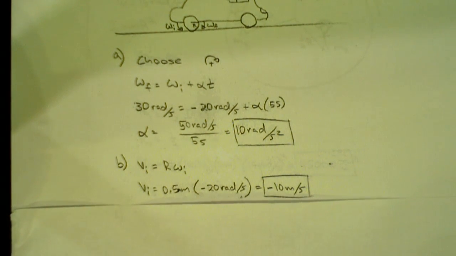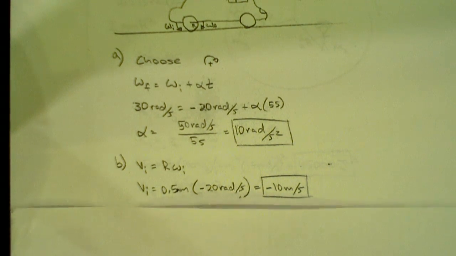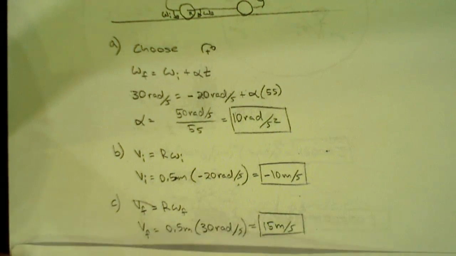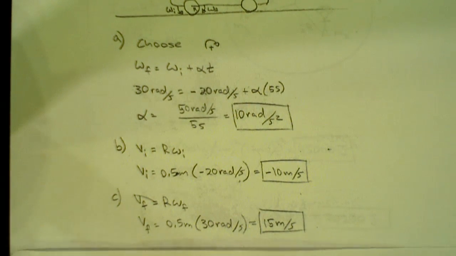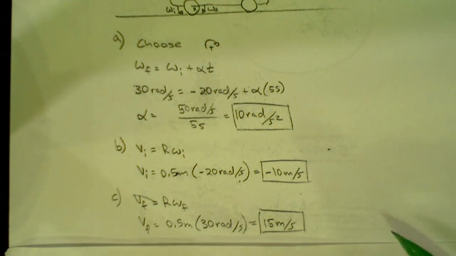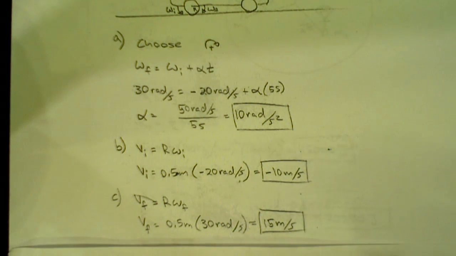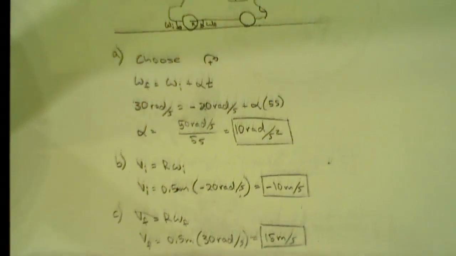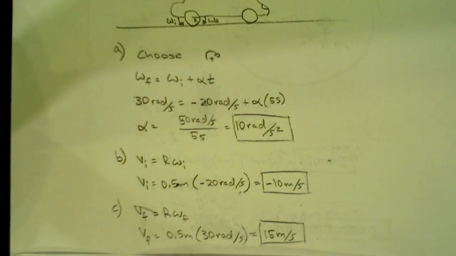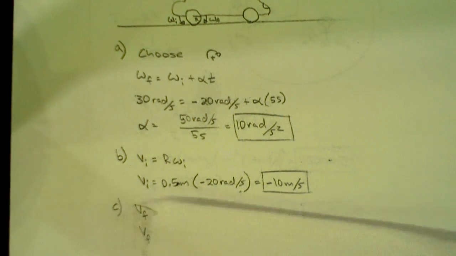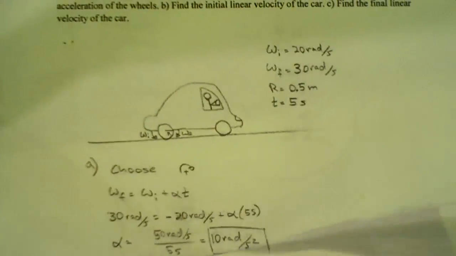All right. And then part C is the same thing, only for the final velocity. So we have the same equation, but different numbers. And as you notice, V initial is negative, which should make sense because it's going in the negative direction. Then V final is positive because it's going in the positive direction. All right. Any questions on this problem? No? All right. So we'll move to the next problem.